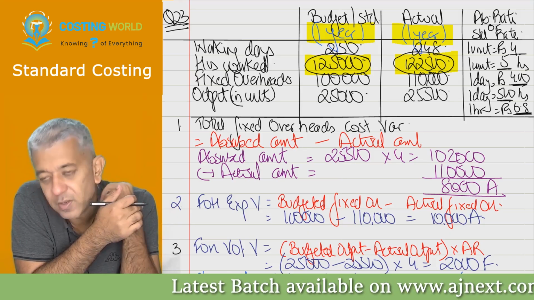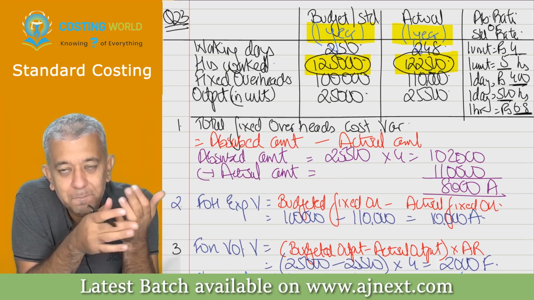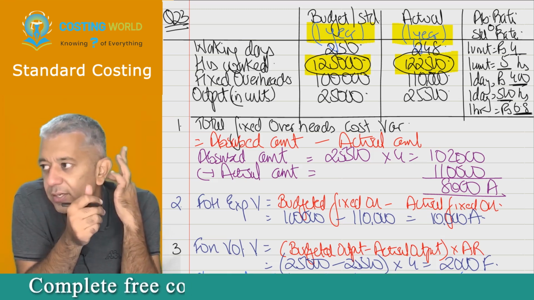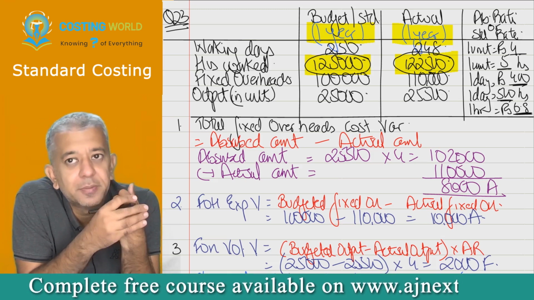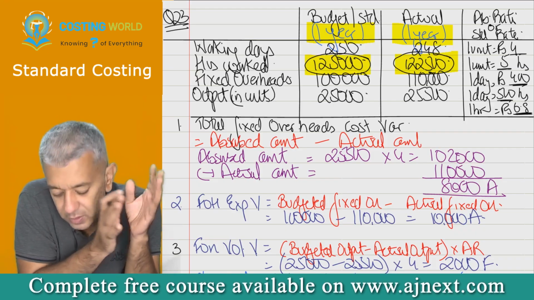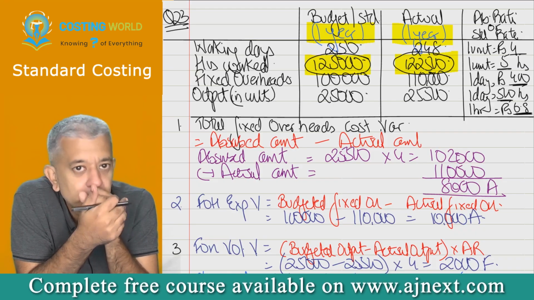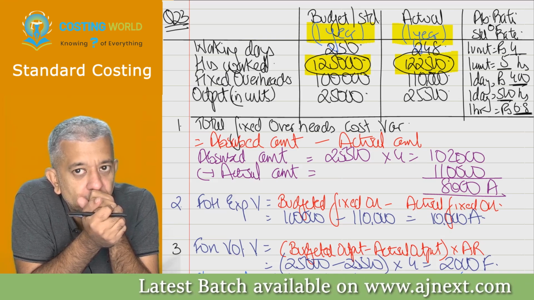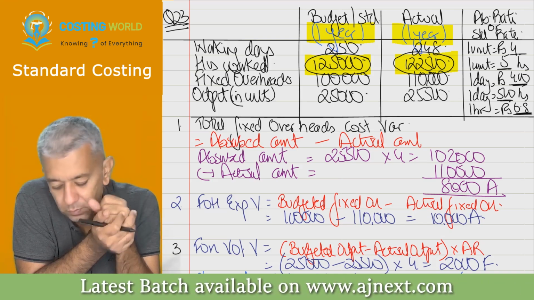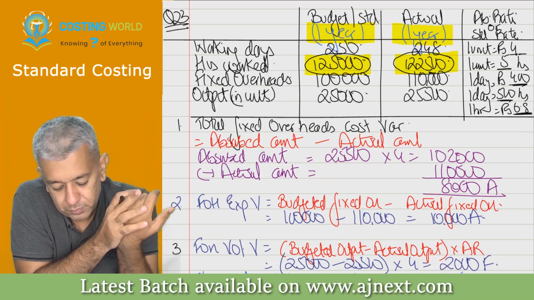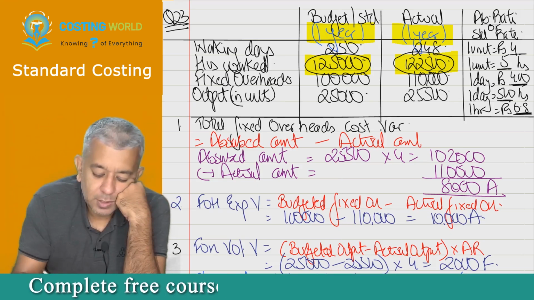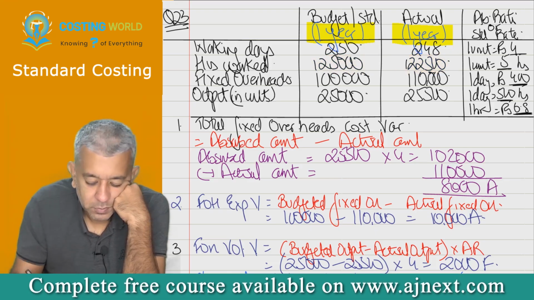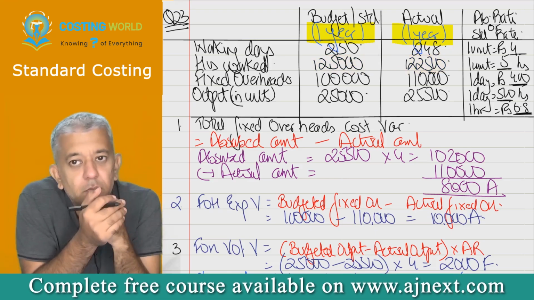Yes, and the second one then will be the balancing figure. But try to compute the second too. Don't take that as a balancing figure, try to compute it.